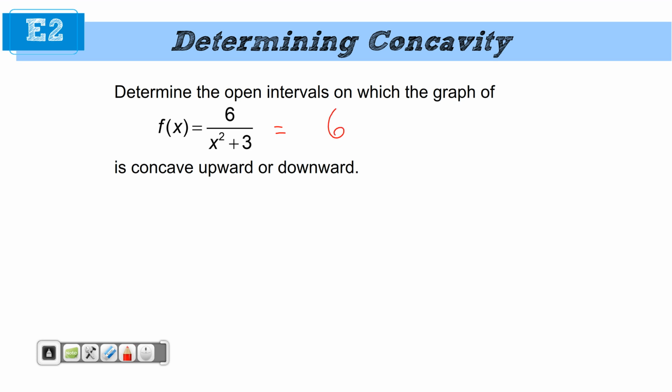Big decision time. How are you going to do it? Either one of those. Quotient rule or chain rule?